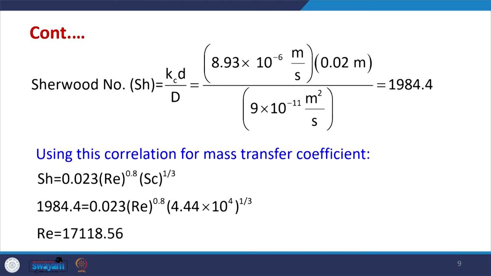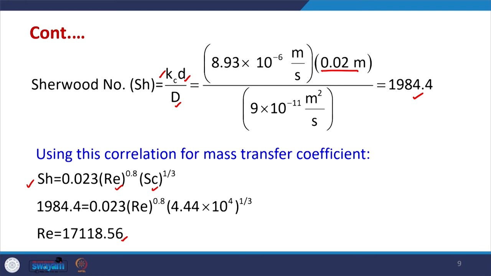Now, similarly, we can find out the Sherwood number, and once the Sherwood number is known, we can find out the Reynolds number. The Sherwood number is Kc small d by capital D, which is diffusivity, and the small d, the diameter, is known to us. So the Sherwood number has been found, the Kc value has been found. Now, for mass transfer coefficient, there is a relationship between the Sherwood number, Reynolds number and Schmidt number. So this is known. Using this relationship, we can find out the Reynolds number.